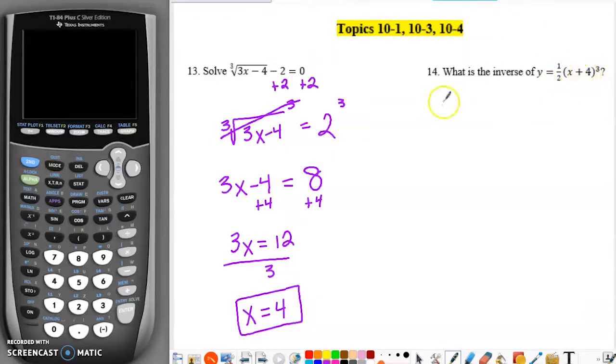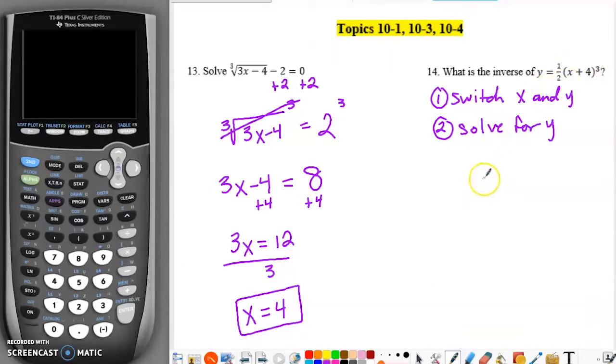So this is where you need to remember the steps to finding your inverse: first switch x and y, and then solve for y. So right now, I have y equals 1/2 x plus 4 cubed. So when I rewrite this, I'm going to switch where x and y are written. So we're going to say x equals 1/2 of y plus 4 cubed. And now I'm going to solve for y. We're going to get it back to y equals.